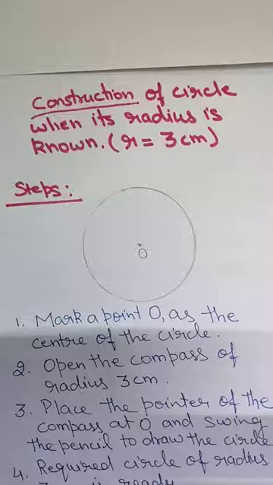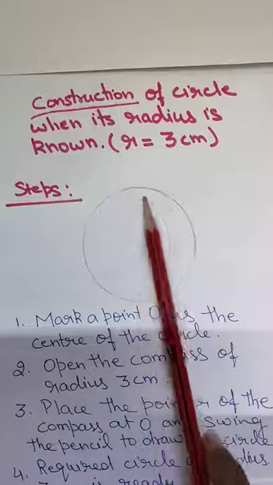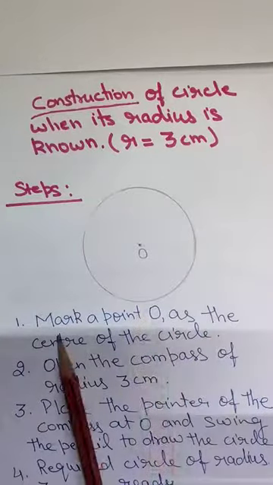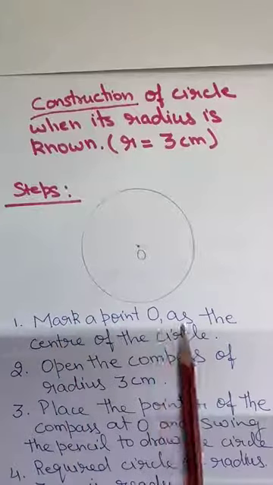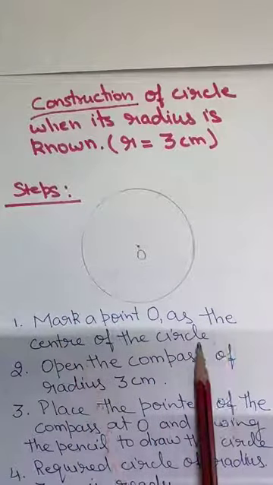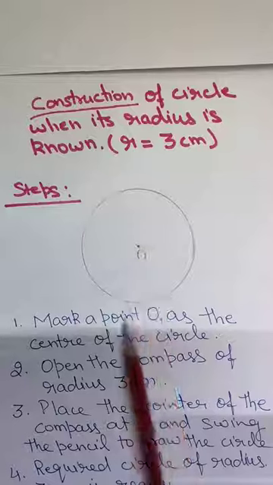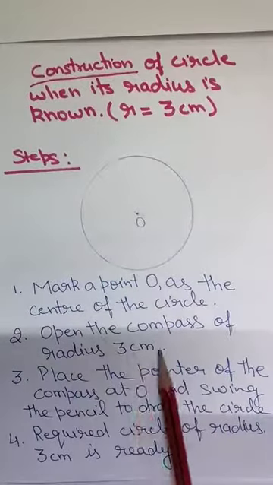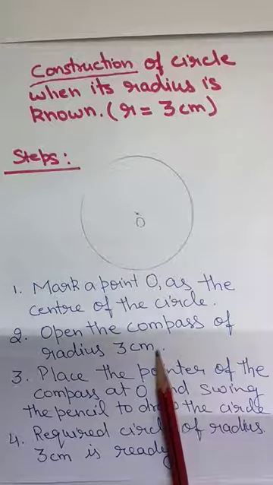In lecture 1, we learned how to construct a circle when its radius is given to us. We did this example: how to draw a circle when the radius is 3 centimeter. We marked a point O as the center of the circle. Now open the compass to a radius of 3 centimeter. We opened it by measuring it with a ruler.